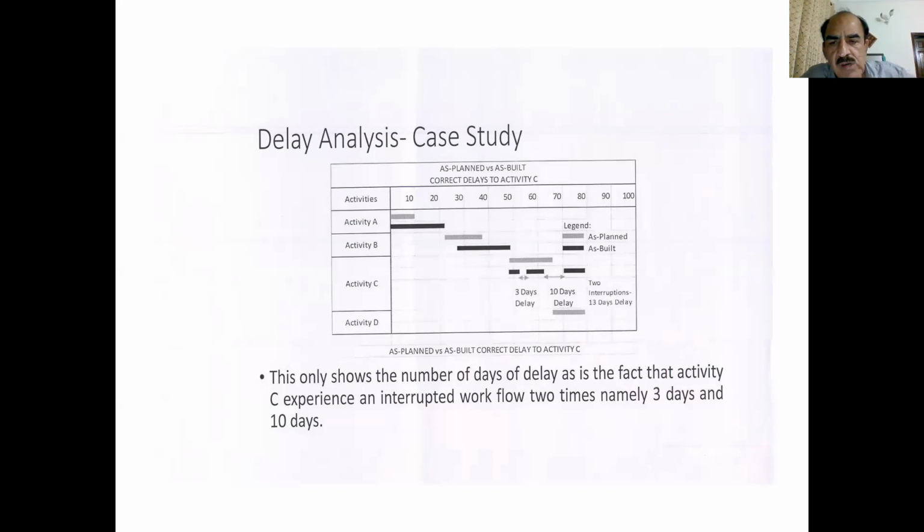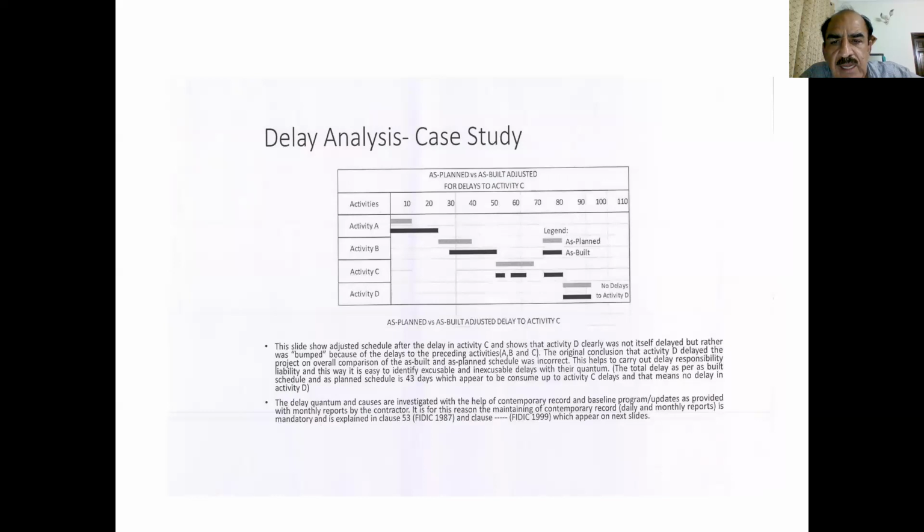And when we went to the last slide, the slide shows that the adjusted schedule of delay and activity C shows that activity D clearly was not itself delayed, but rather was bumped because of the delay of the preceding activities, that is A, B, C. The original conclusion was that activity D was delayed; we initially assumed that it had been delayed by almost 43 days. We found the overall comparison of the as-built and as-planned schedule to be incorrect. This helps us to carry out delay responsibility and liability analysis, and also gives an easy way to identify excusable and inexcusable delays.